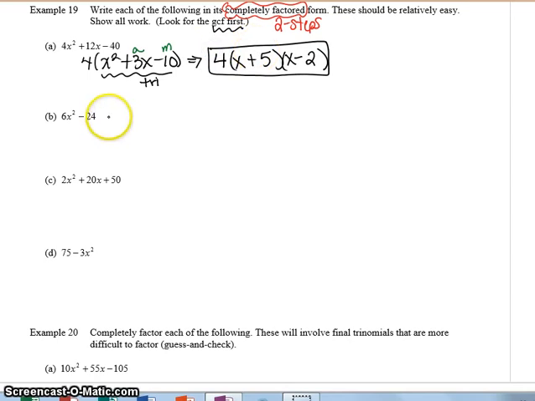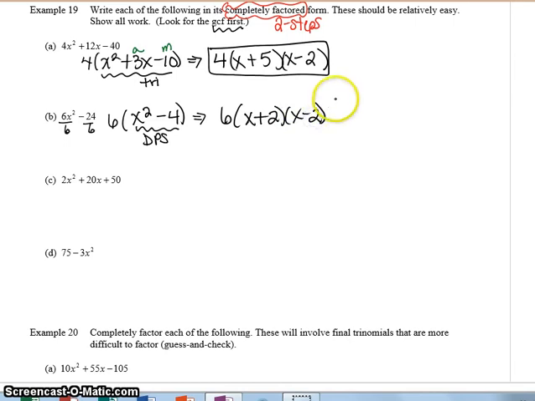Part B, factor out a 6 through GCF. If I divide each of these by 6, I'm left with x squared minus 4. This is a difference of a perfect square. So I keep and carry the 6, and that's x plus 2, x minus 2. And I did the lesson on that yesterday on day 2. Part C, you know it's going to be a GCF then a trinomial because there's 3 terms. So you factor out a 2.